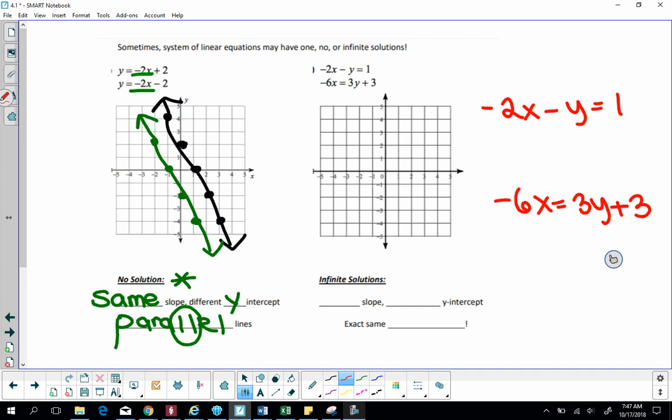So sometimes they're not going to be in standard form, like this one is in standard form because x and y are on the same side. But that one is not. You're just going to play around with it and move it using your inverse operations to get y by itself. So maybe look at your notes from today.